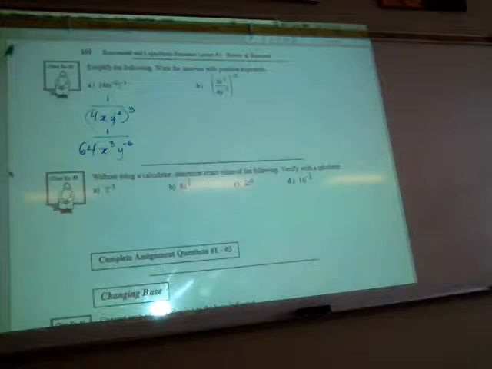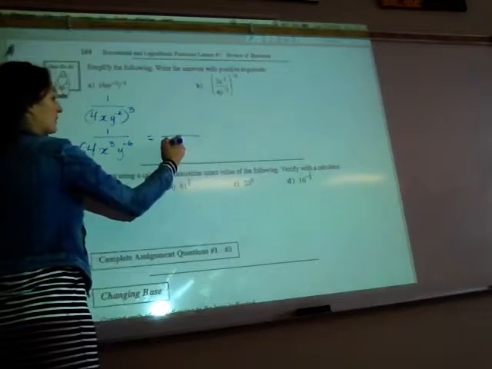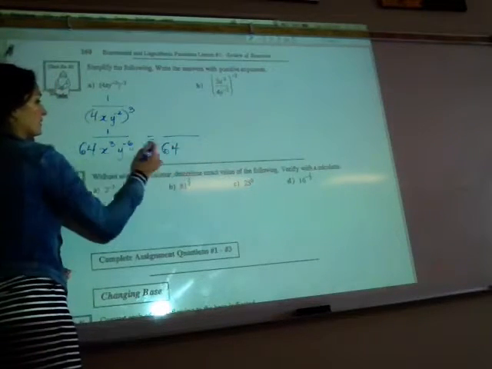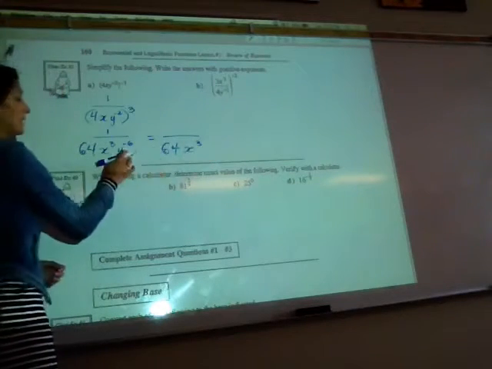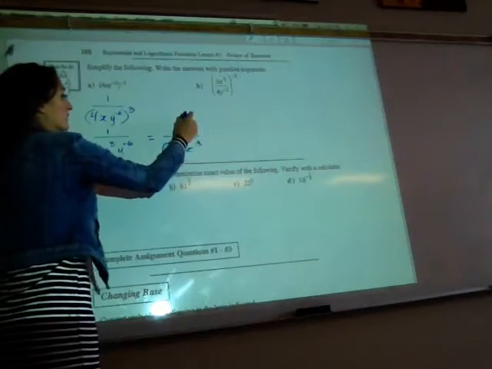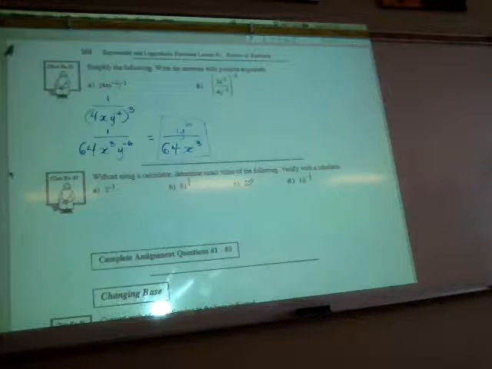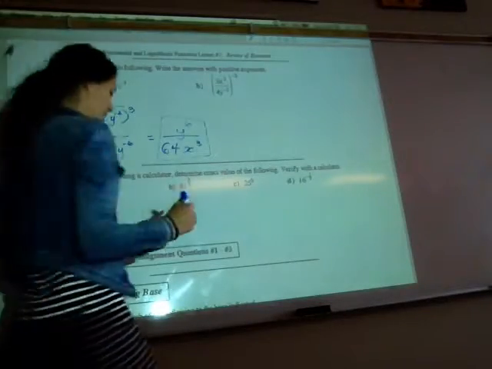We need to get rid of that negative exponent. So in the denominator, we still have 64. We still have x cubed, but we need to move that y to the power of negative 6. We're going to move it up to the numerator and make it positive. So that was method number 1. I'll show you method number 2.